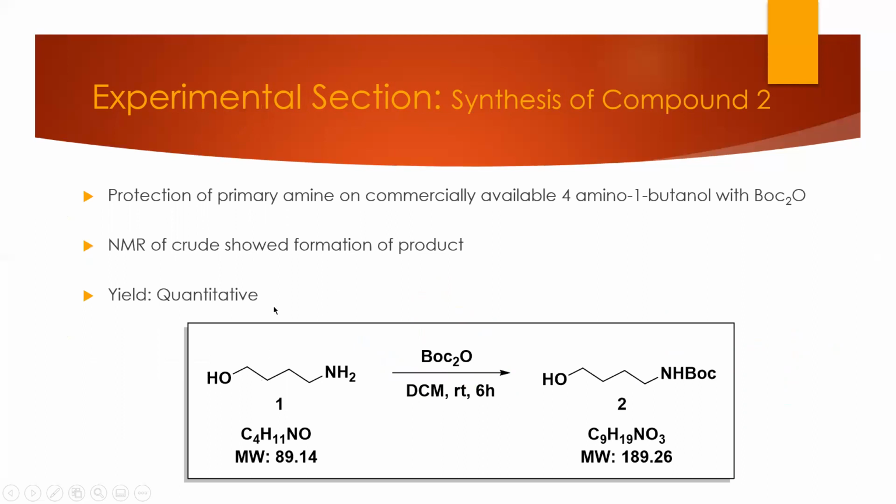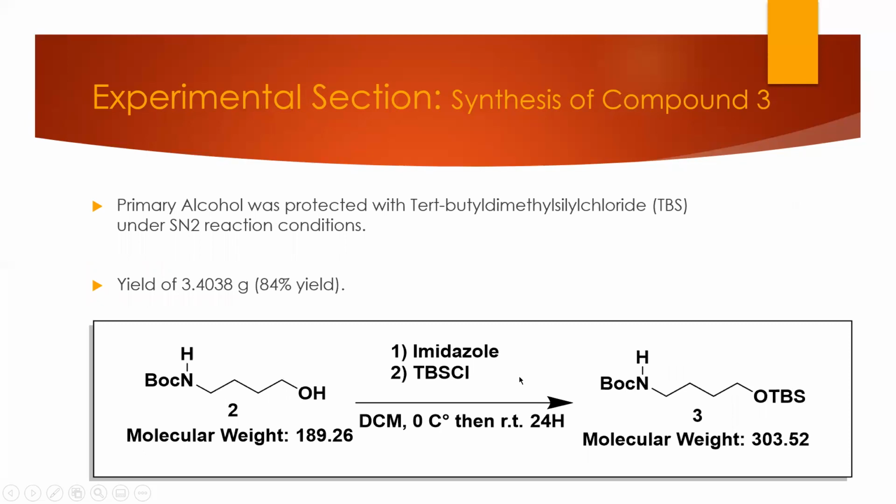So, of course, first from the commercially available starting material, the synthesis of compound 2. The reaction went to completion with a near quantitative yield, or complete conversion to the product 2, and then NMR, nuclear magnetic resonance spectroscopy of the crude material showed the formation of the product within that mixture, which was very beneficial. Secondly, we protected with tert-butyldimethylsilyl chloride, or the TBSCl group, under SN2 reaction conditions.